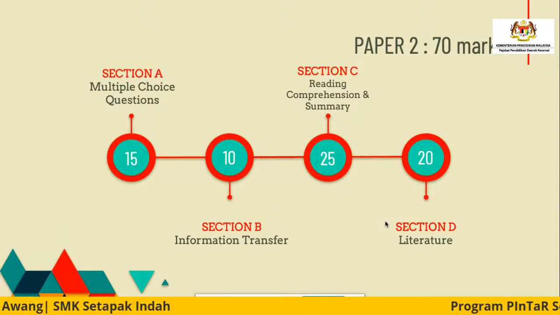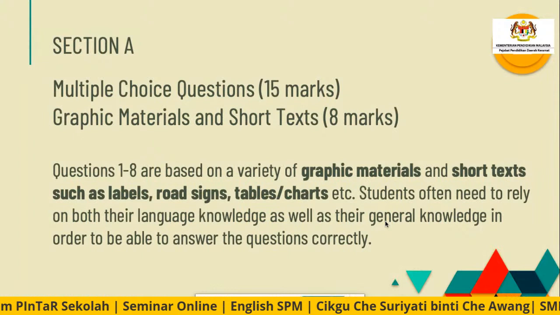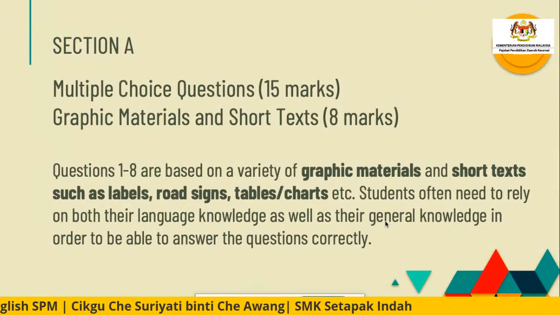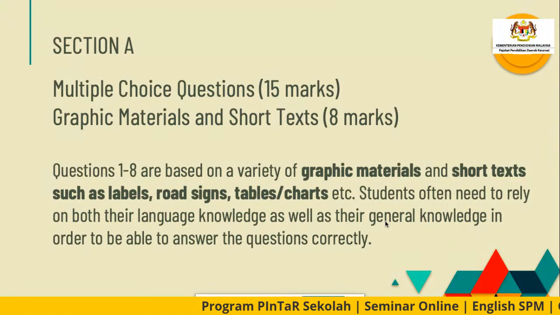Okay, all right, section A. Section A is known as the objective part, right? You love section A because you are given choices of answers. But there are ways to help you choose the best answer, because the questions and answers are designed to confuse you. To test whether you can infer, whether you can understand, whether you can get the concept, whether you can understand the main idea from what is given to you.